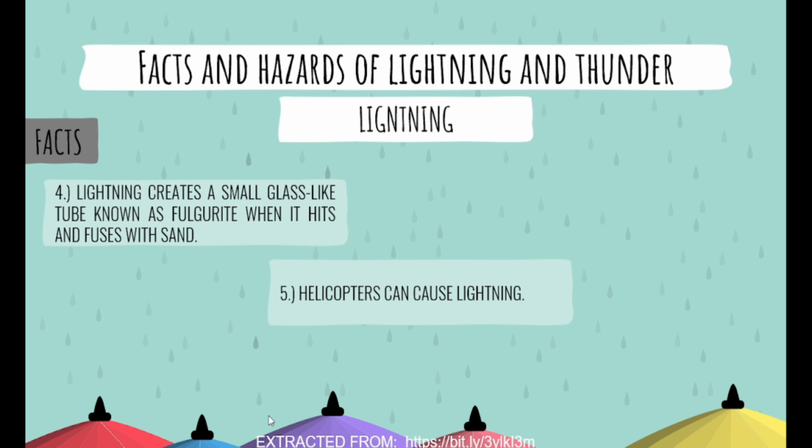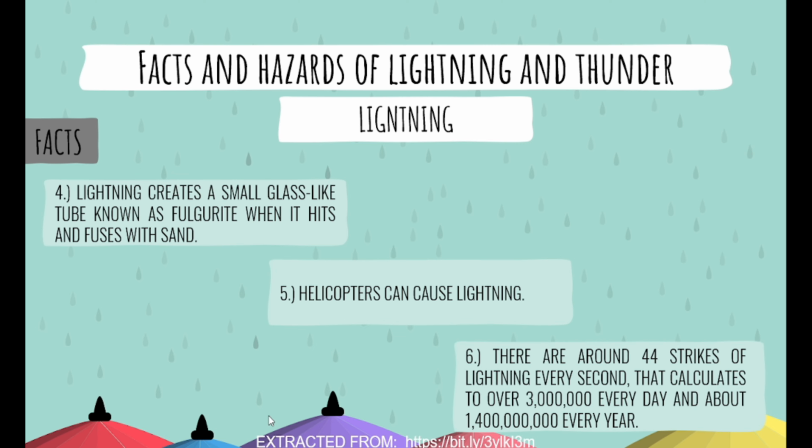Also, recent research from the Met Office revealed that helicopters can cause an isolated lightning strike. While flying, the helicopter acquires a negative charge. So, if it flies close to an area that is positively charged, for example, a hill or the base of a cumulonimbus cloud, it can trigger a lightning strike. And there are around 44 strikes of lightning every second.